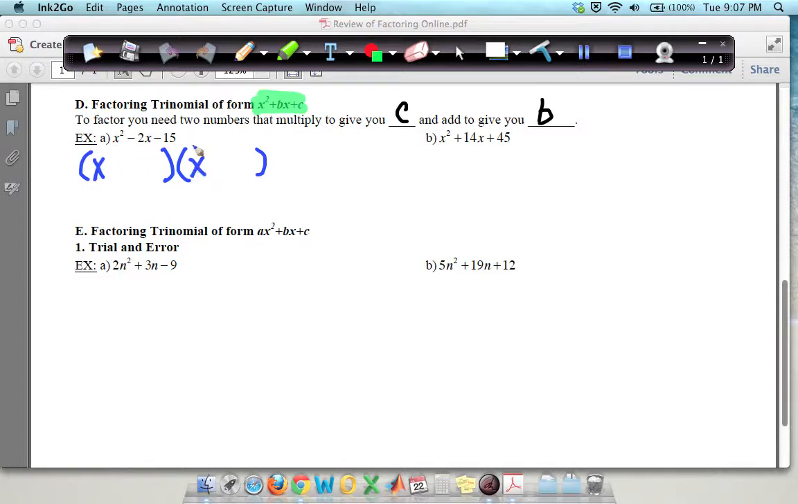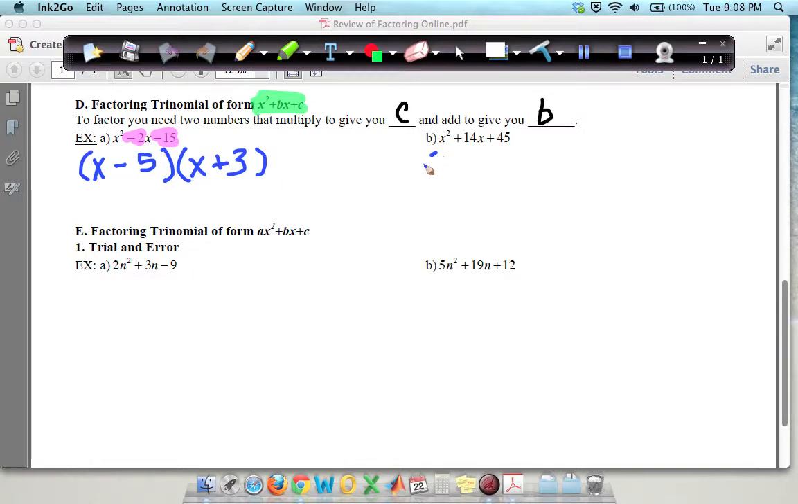And then what you're looking for are two numbers that multiply to be negative 15 and add to be negative 2. So you try different combinations of things that multiply to be negative 15 until you find one that adds to be negative 2. And that happens to be a negative 5 and a positive 3. Those multiply to be negative 15, add to be negative 2. So you have factored this now.